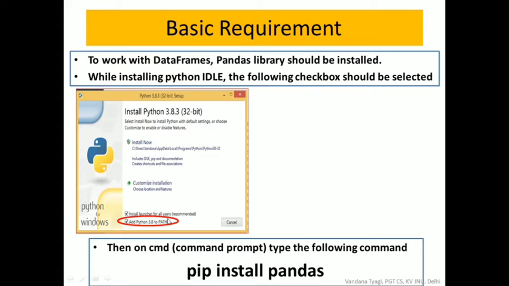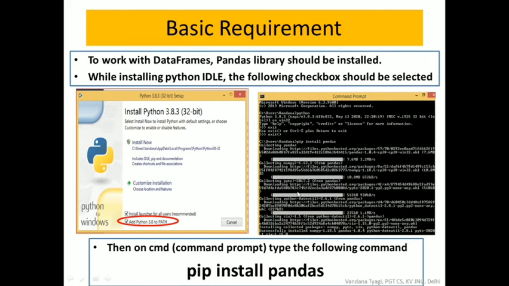After completing the installation of IDLE, on the command prompt we simply write pip install pandas. If you see, I put up a screenshot here. Under this root directory C user Vandana, we have written pip install pandas. When this command is written, the Python libraries are extracted to your system, and you will have successfully installed Pandas as well as NumPy along with it. After this only will we be able to work with the Pandas commands.